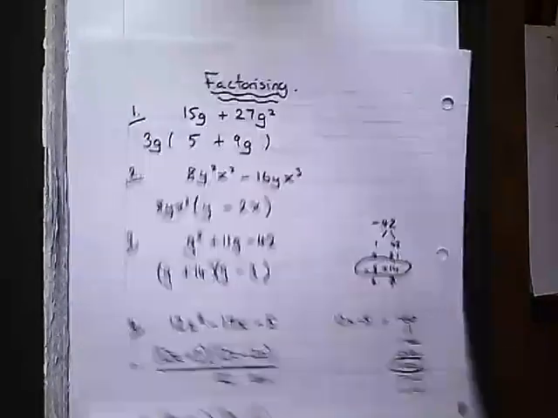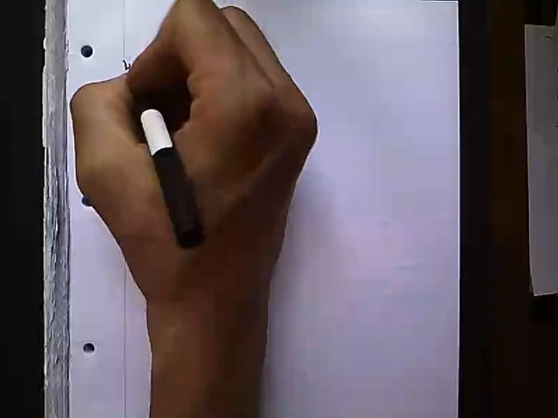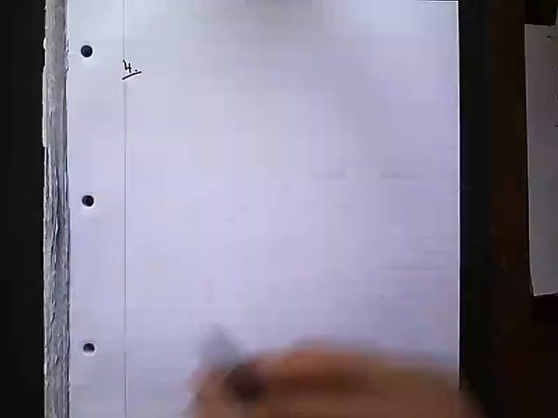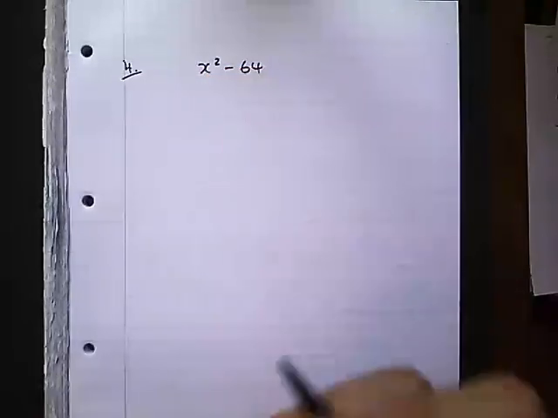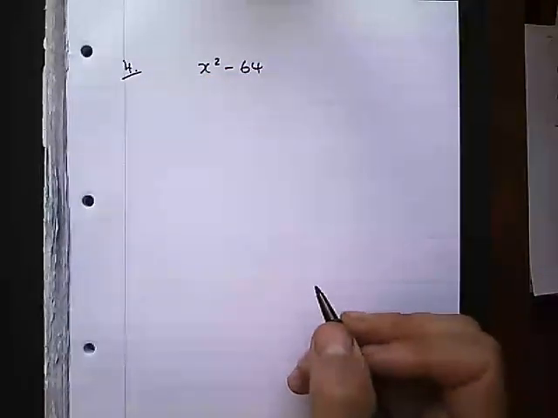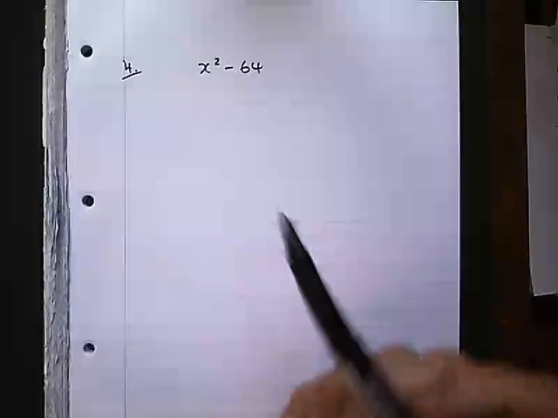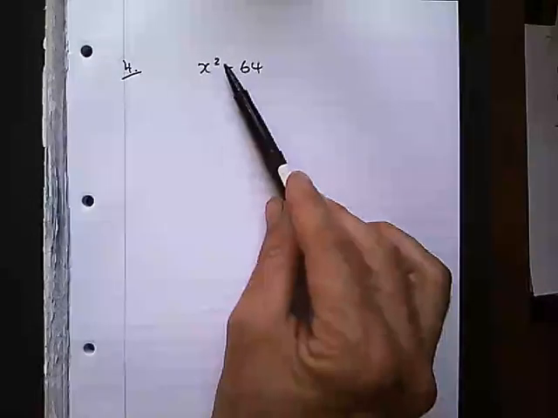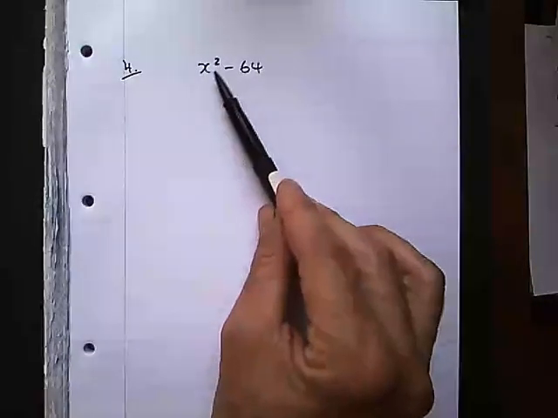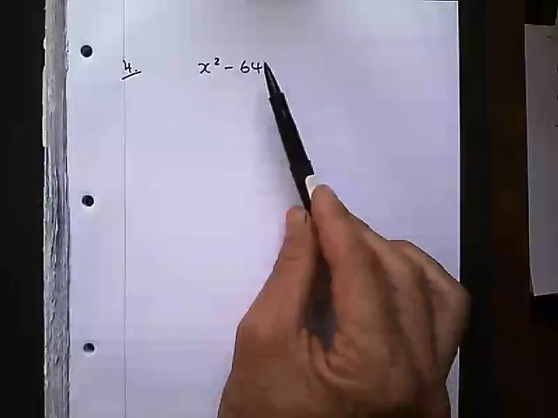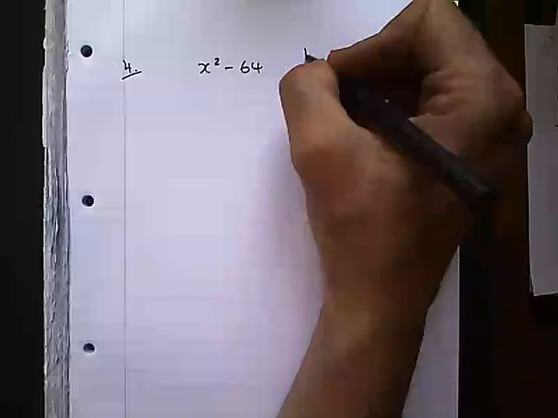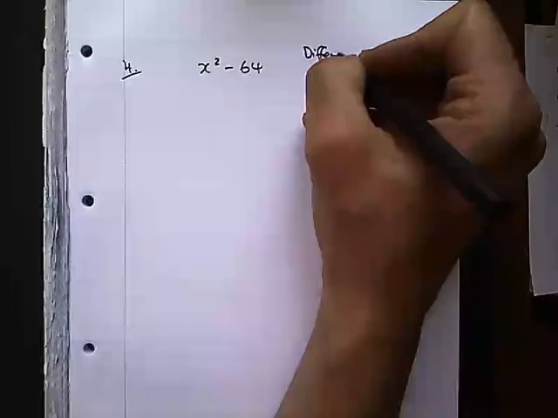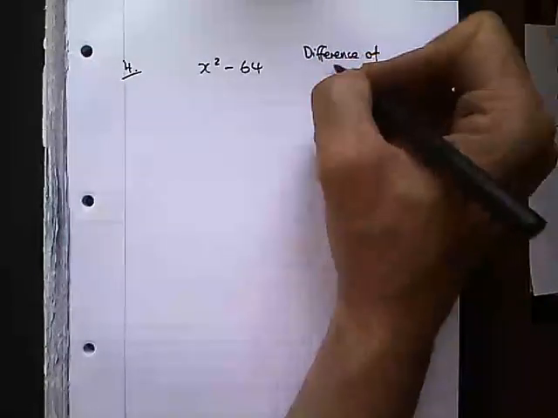So let's go through some that are slightly different. The first one is I want to factorize x squared minus 64. Now there's no x term, but this one's special because x squared is clearly a squared term. 64 is a square number. So this is what we call the difference of two squares.